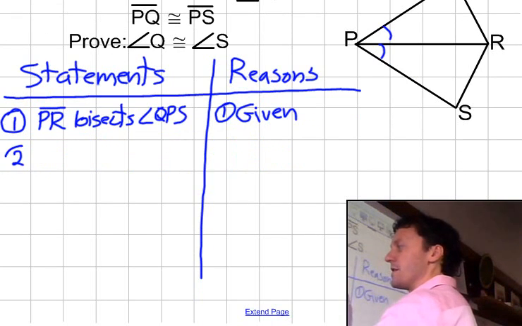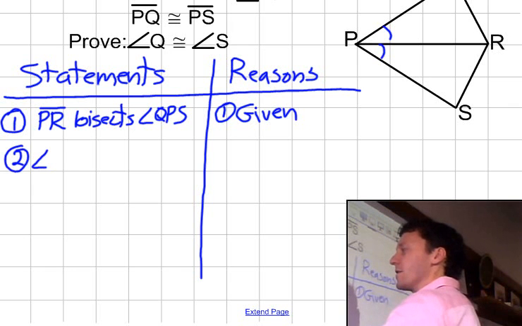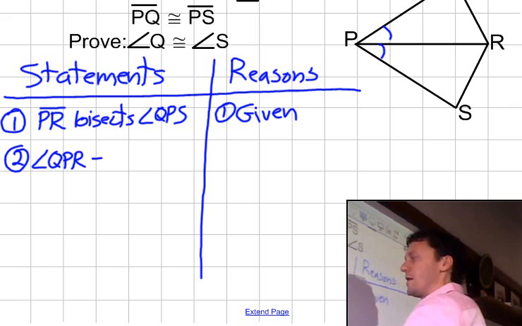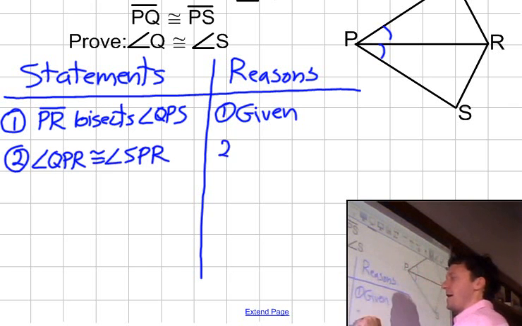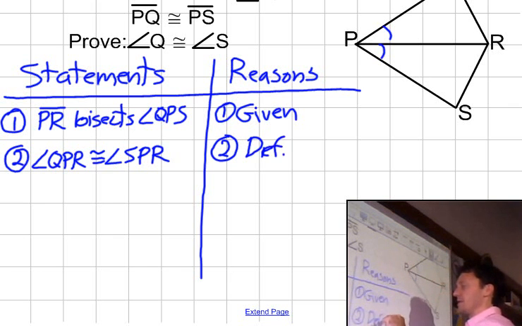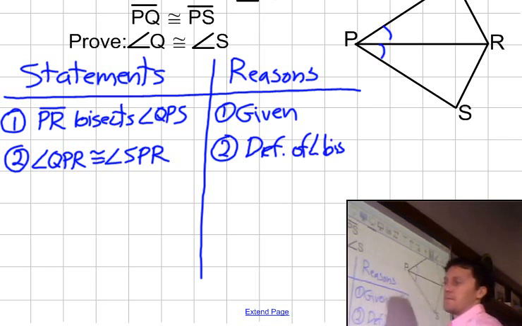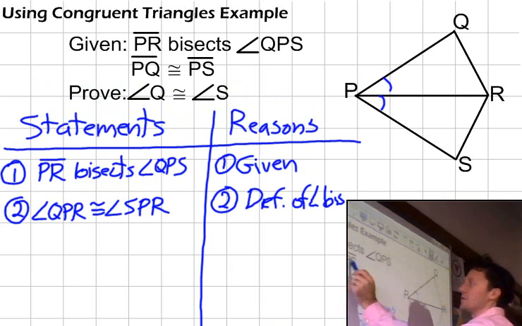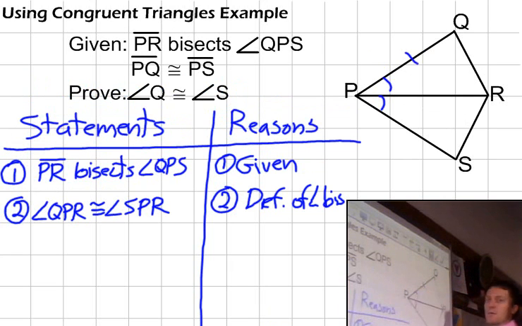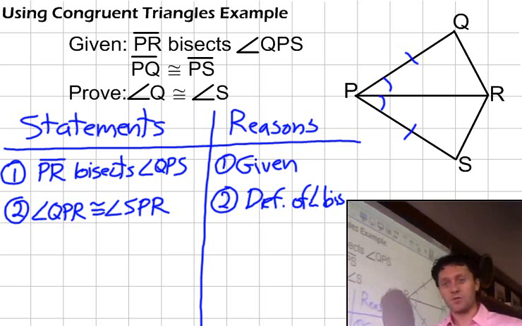So from that information, I can say that angle QPR is congruent to angle SPR. And that is because I have an angle bisector. That's what a bisector does. That is the definition of an angle bisector. Okay, so that gives me an angle. I'm also given this information that PQ is congruent to PS. So PQ I'll indicate with this hash mark and this hash mark. Those are congruent. Okay, so now we're trying to prove that these two triangles are congruent.